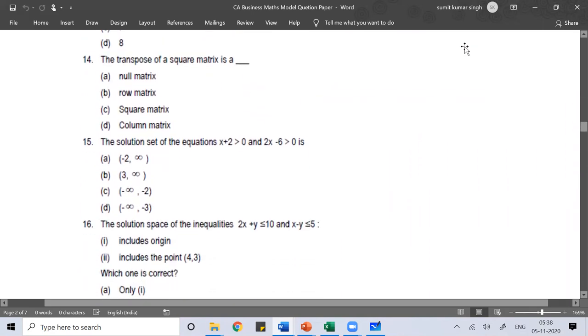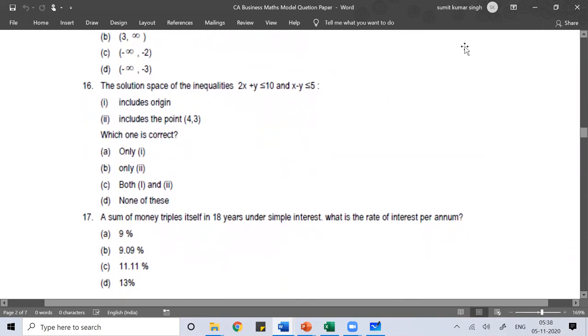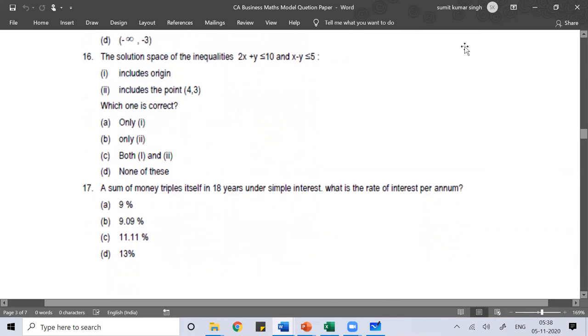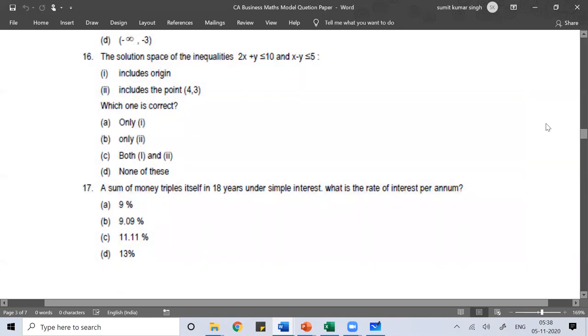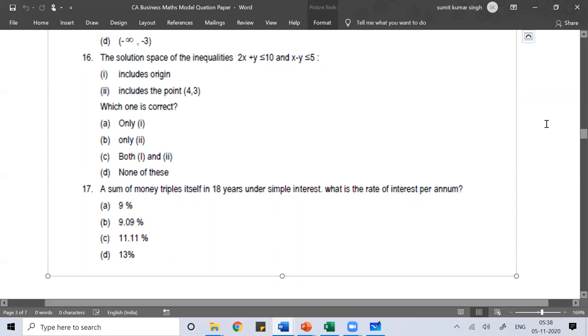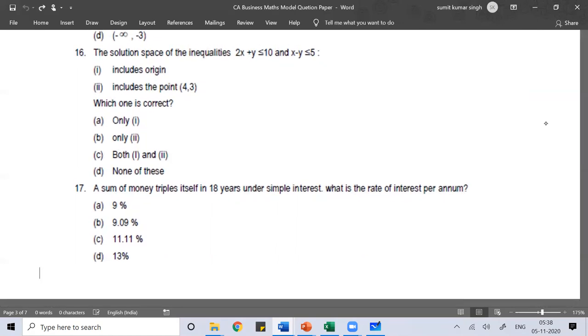So we have done 15 questions till now. Now going forward, let's start discussing the questions from 16. 15 was also a question of inequality, and 16 is also a question of inequality. When you see a problem of inequality, here you can see two linear inequations are given to you. The first equation is 2x plus y is less than or equal to 10, and the second equation is x minus y is less than or equal to 5.